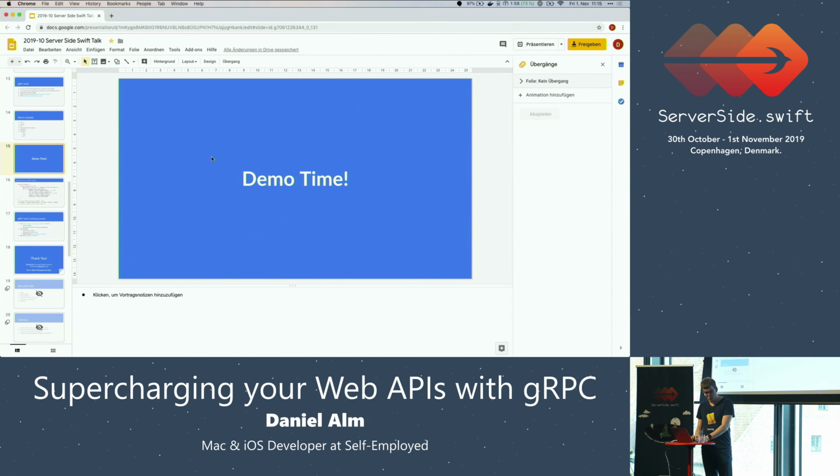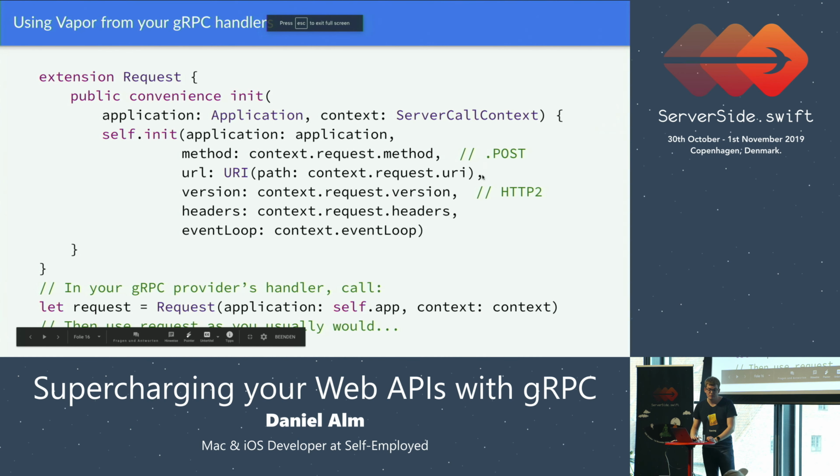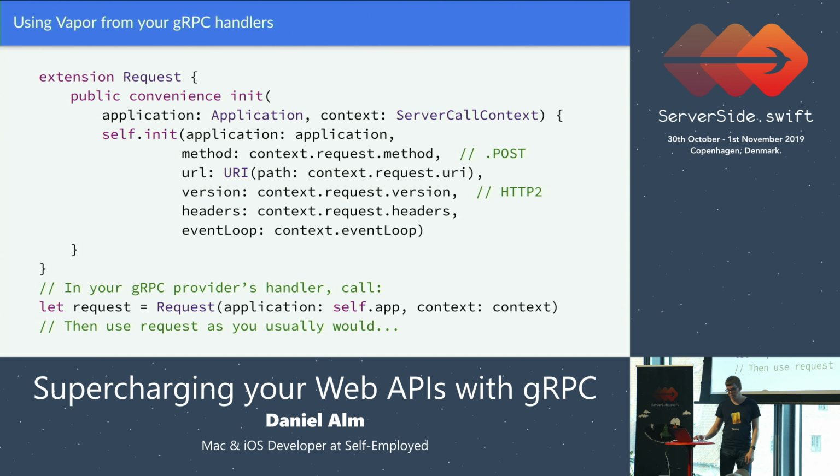And one more example of how you can use this in conjunction with Vapor. Essentially, all you need to do is put an extension on the request class from Vapor with a convenience initializer that takes the application class and our gRPC server call context object. This is the one that gets passed on to all of your providers, like all the methods that we expect you to implement. We will give you this context, and so you pass your application, which you just store in your provider as a singleton, and the context to initialize a request.